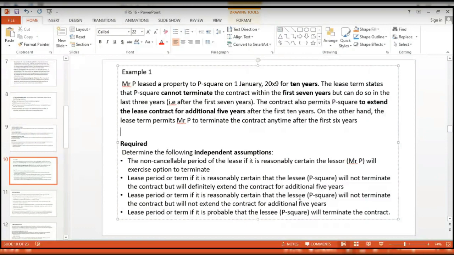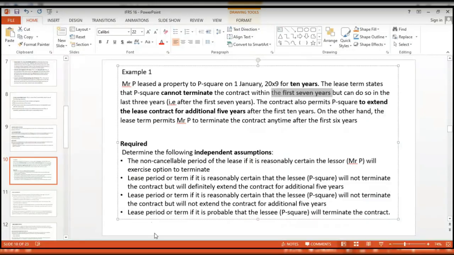If it is reasonably certain that the lessee P Square will not terminate the contract, but will not extend the contract for additional 5 years, then it's going to be what? The lease term will be 10 years. That is, it will not terminate in the first 7 years, but it will not extend for additional 5 years. So the lease term will be 10 years.